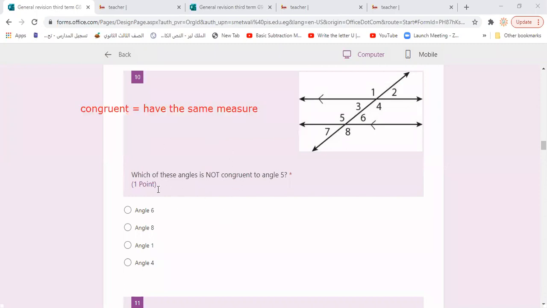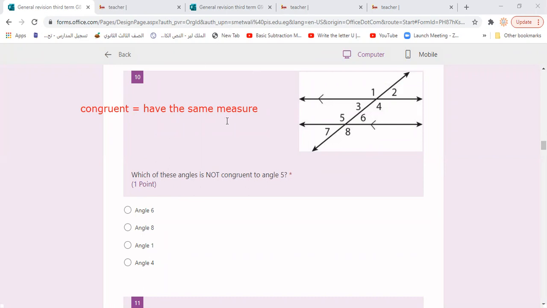Adam said that angle 5 is not congruent with angle 6. Which angles will be congruent with angle 5? Angle 8. By which reason? Vertical angles, yes. What else will be congruent with angle 5? Angle 1, yes.